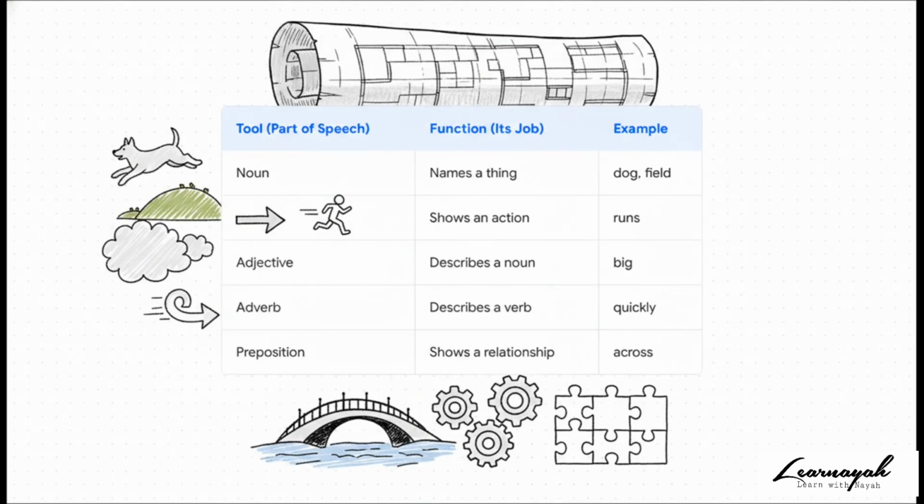And here it is, our complete toolkit. This table lays out every tool we used, its specific job, and the role it played in our sentence. We started with a noun and verb, dog and runs. We added color with an adjective, big, and an adverb, quickly. And we built a bridge with a preposition, across. It's all there, our finished blueprint.